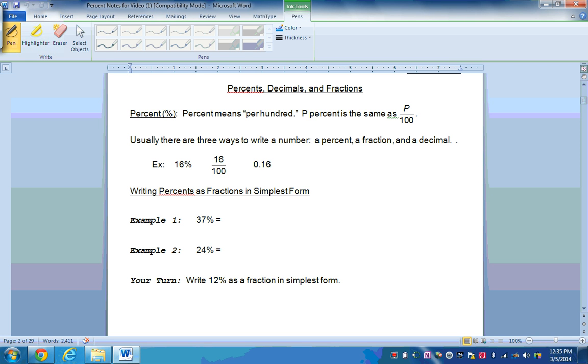We are going to start our unit on percents. If you don't have your note packet, calculator, and something to write with, pause the video and go grab those things and come back to me.